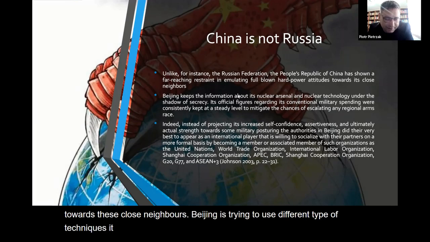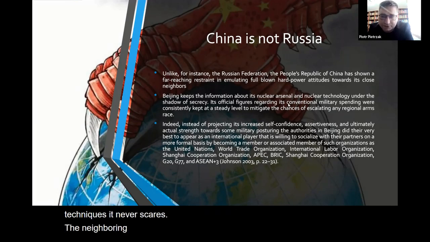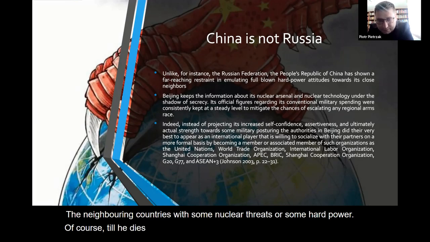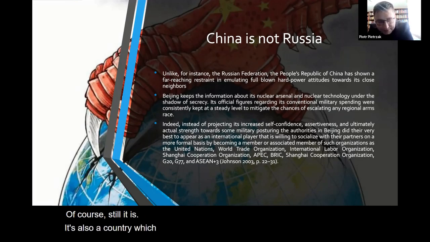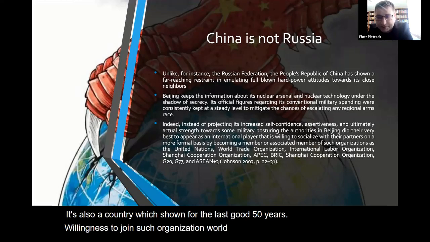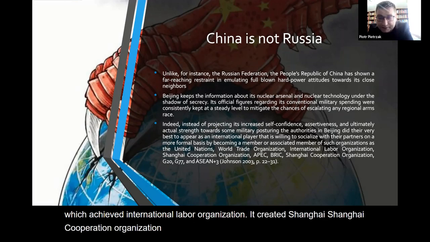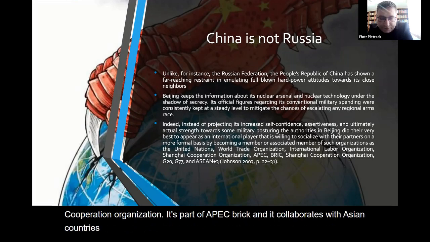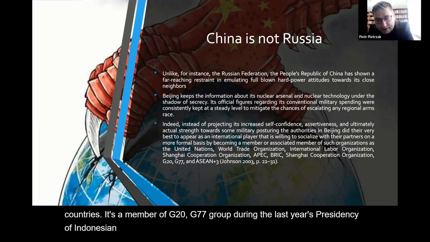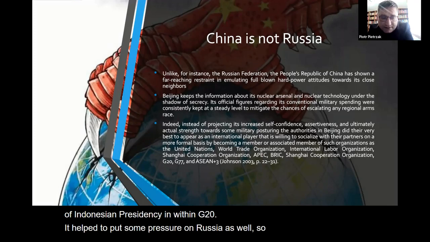It never scares neighboring countries with nuclear threats or hard power hostilities. It's also a country which has shown for the last good 50 years willingness to join organizations like the World Trade Organization and the International Labor Organization. It created the Shanghai Cooperation Organization. It's part of APEC, BRICS, and it collaborates with ASEAN countries. It's a member of the G20 and the G77 group. During last year's Indonesian presidency of the G20, it actually helped to put some pressure on Russia as well. So in this aspect, China is definitely not Russia.